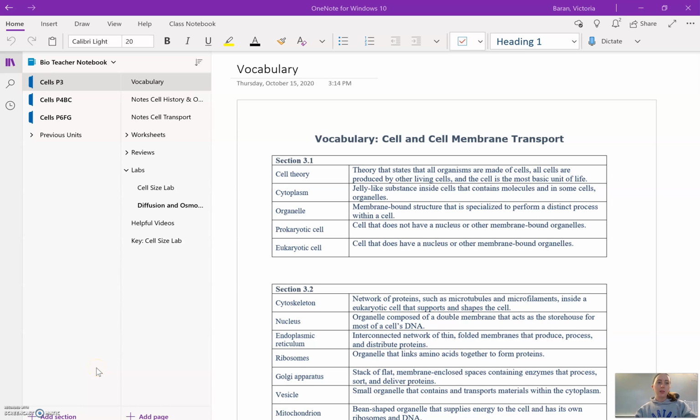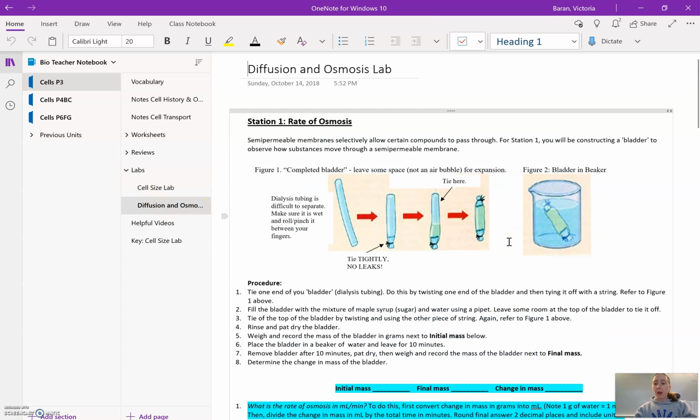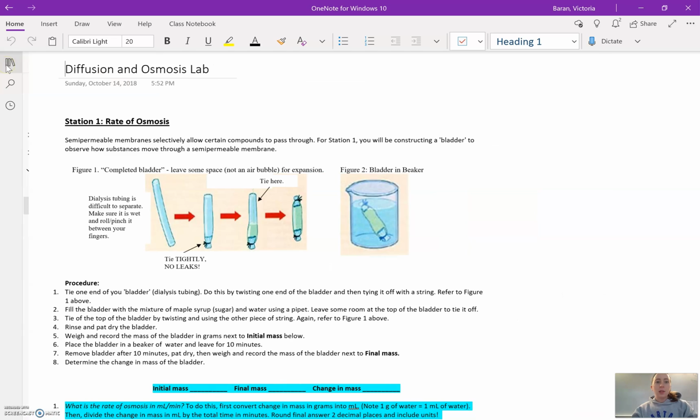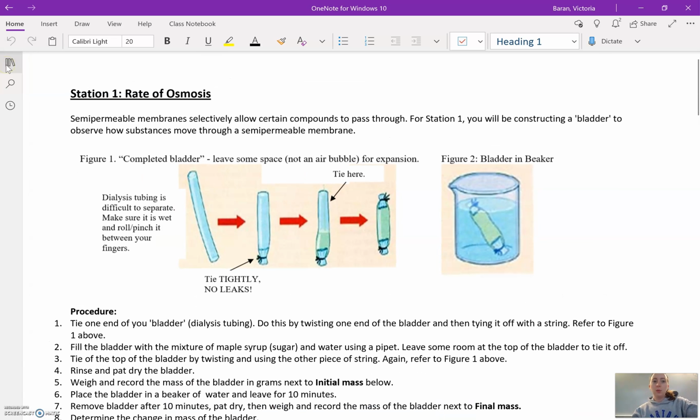So today I'm going to be providing you the data for the Diffusion and Osmosis lab that is in your OneNote. It is under the labs dropdown. If you are absent or if you are remote learning right now. So here's the lab. I'm going to be doing the first station with you.